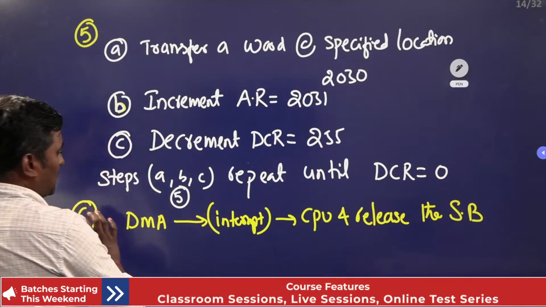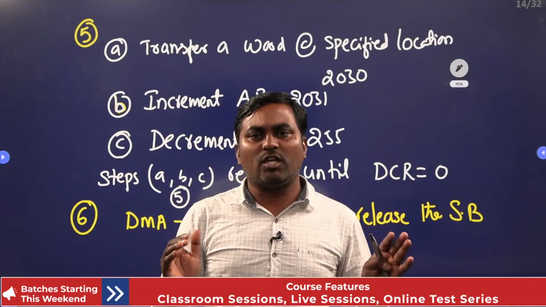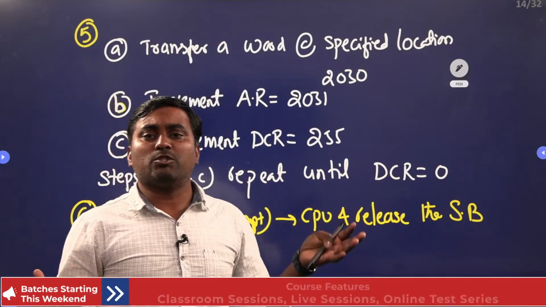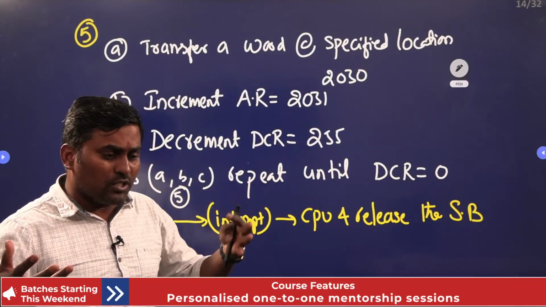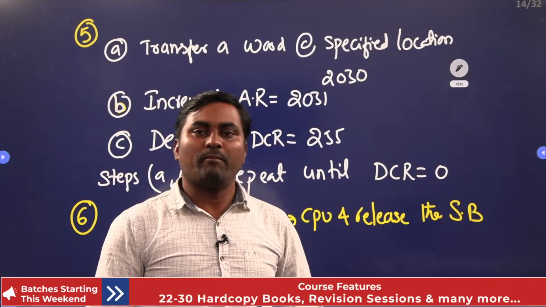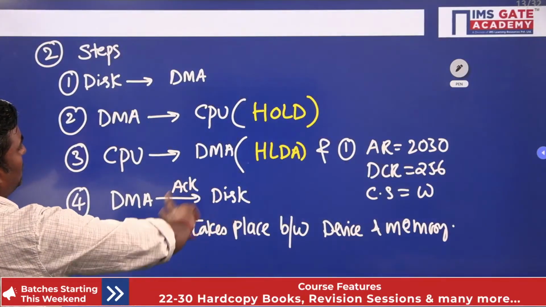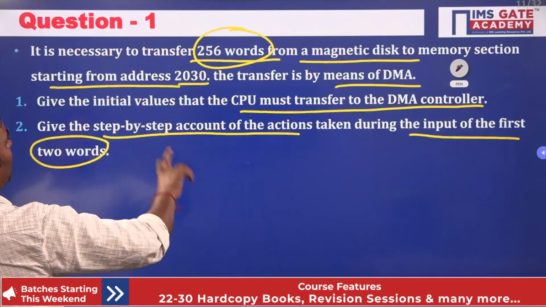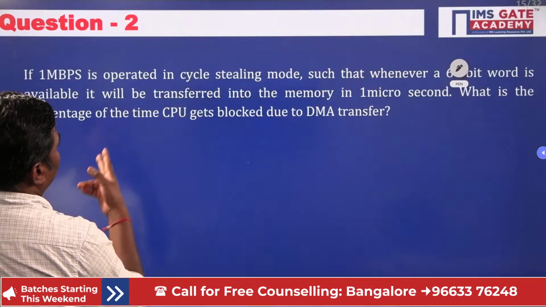Now the 6th step, I am releasing the system bus. Suppose you are working with cycle stealing mode; again you have to inquire. If burst mode is not required, whenever the device again sends a request to the DMA controller, then again you put a request to the CPU for getting the bus. This is how the process goes. I hope the steps for this question are clear. Is it clear, all of you? Chalo, we'll move to another question.